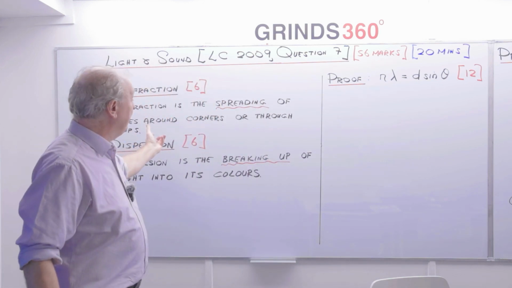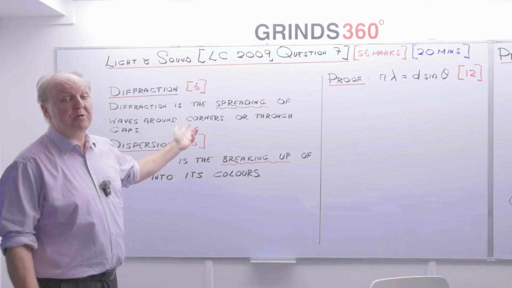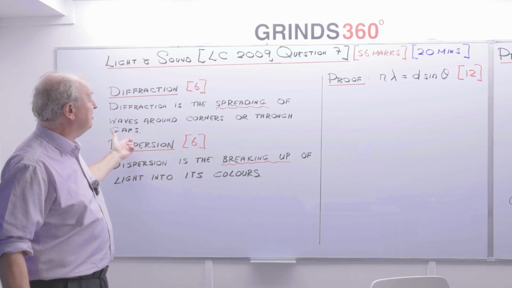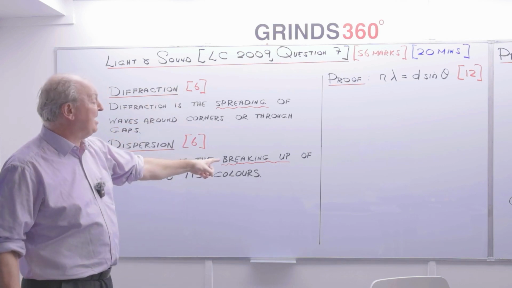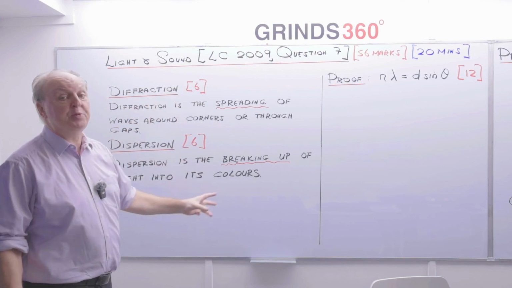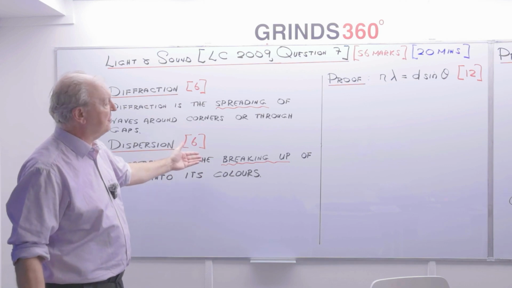Diffraction, as you know, is the spreading of waves around corners or through gaps. 6 marks for that. And dispersion is the breaking up of light into its colours. 6 marks for that.